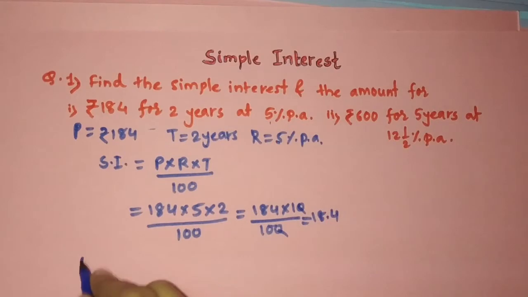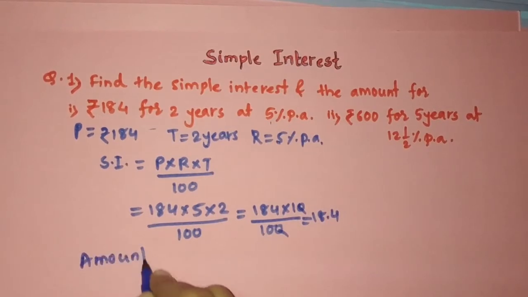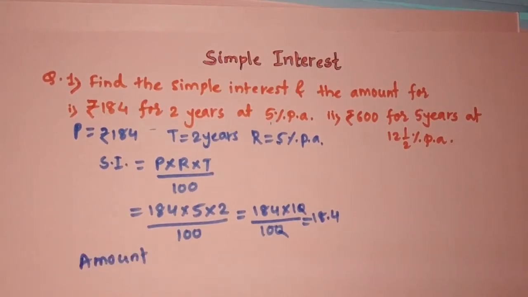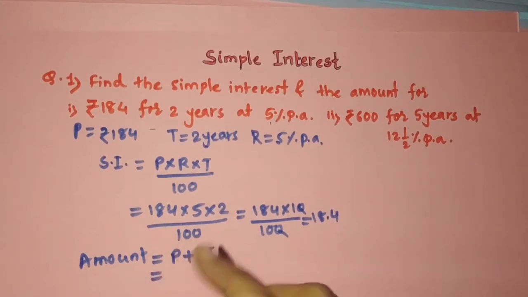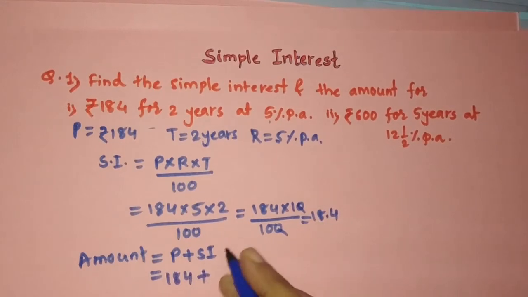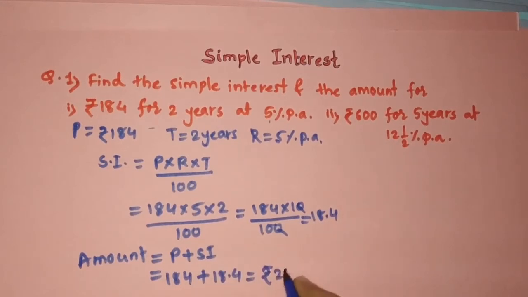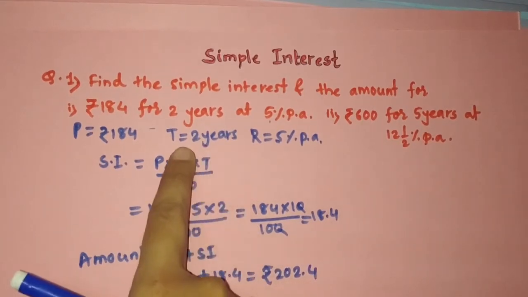So now we need to find out amount also. So here amount is nothing but principal plus simple interest. Whatever money he took, that is the borrowed money, plus the extra money he needs to give, that is here 18.4. So after doing all the calculation you are going to get 202.4. So this is the final amount which he will return after the end of 2 years.